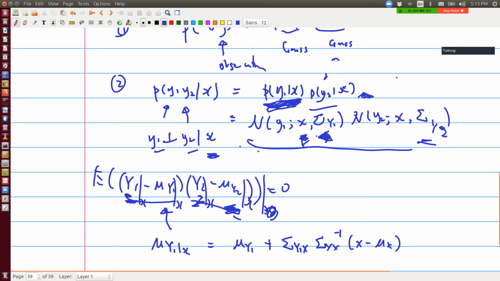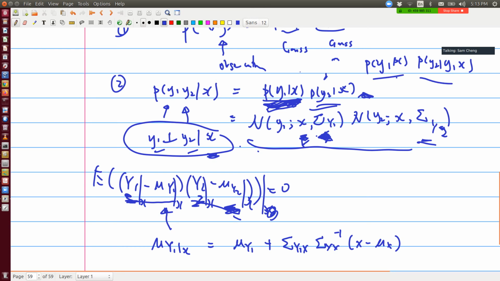Okay. And therefore after that you can use this one because there is this condition. Because it's conditional independence, we will just write it like this, right? In general, how to write that? In general, it's y1 given x, y2 given y1 and x, right? This is always true.